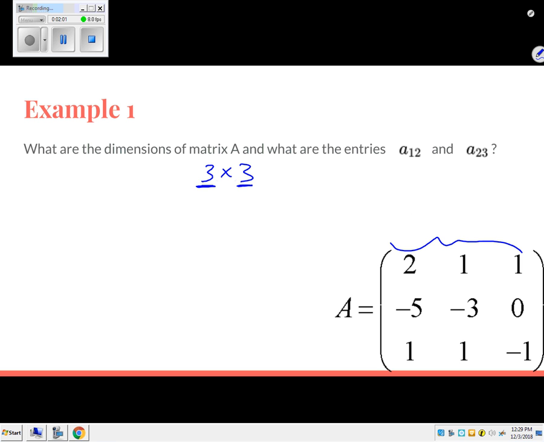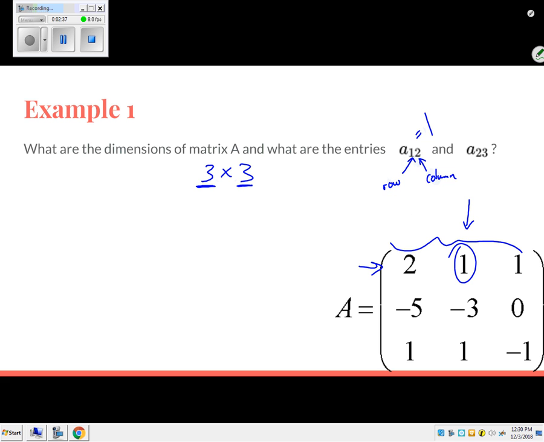Okay. And then it wants to know what the entry A sub 12, or A sub 1, 2, either way you want to call it, I'll call it A sub 1, 2. A sub 1, 2 would be, let's see, this first number is going to go with the row, and this 2 goes with the column. So I'm going to look at the first row, and then the second column. And the number that's in the first row, second column, this would be this 1.